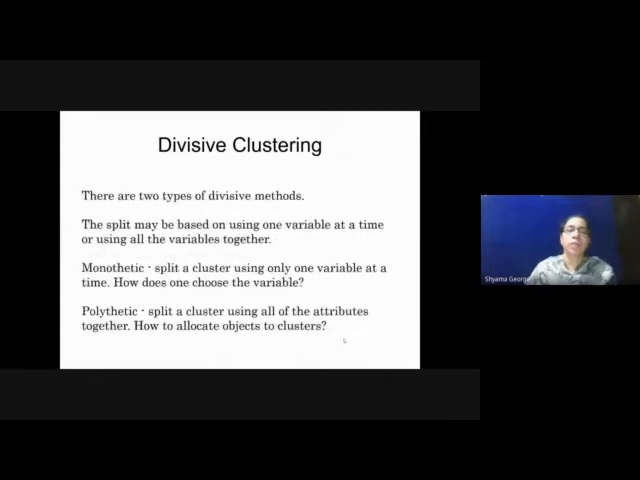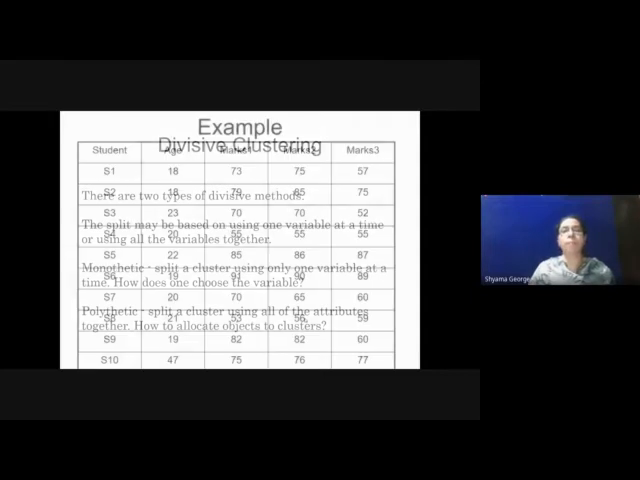There are two types of divisive methods. We can split the data based on one variable at a time or using all the variables together. In the monothetic approach, we are splitting the cluster using one variable at a time, whereas in the polythetic approach, we are splitting the cluster using all attributes together.